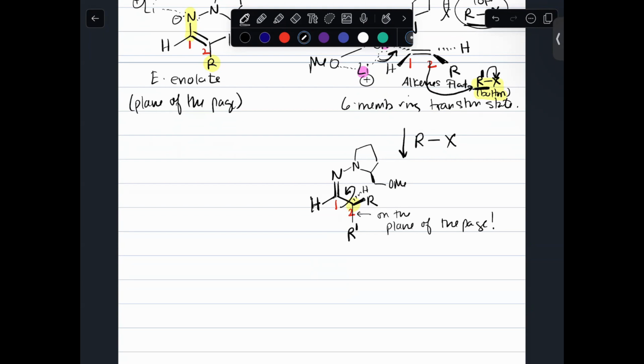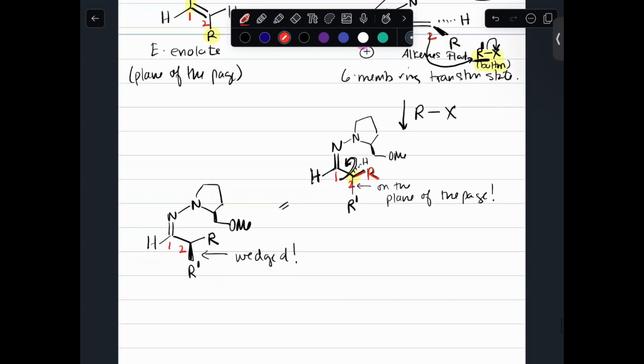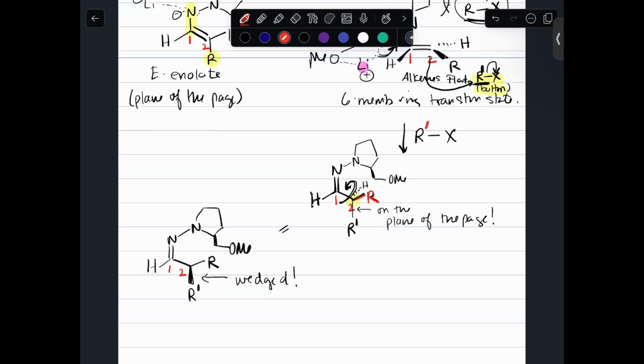You can also rotate. And if you rotate so that it does have a wedge or a dash to it, that means that your R group has to be on the plane of the page, forcing your R1 group or R prime group to be wedged. Now wedged. So you rotate about the carbon 1-2 bond just enough to make your R group on the plane of the page. Please notice that once you introduce your R prime or your alkyl group on there, it is syn.